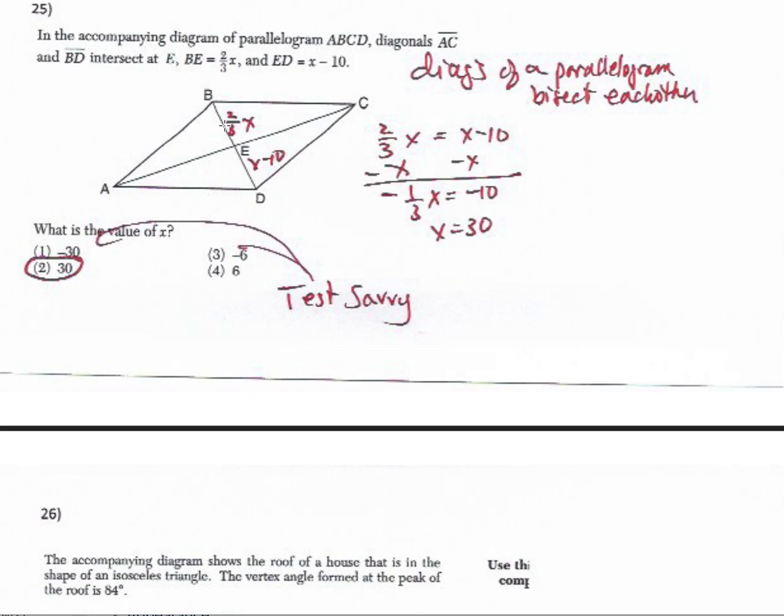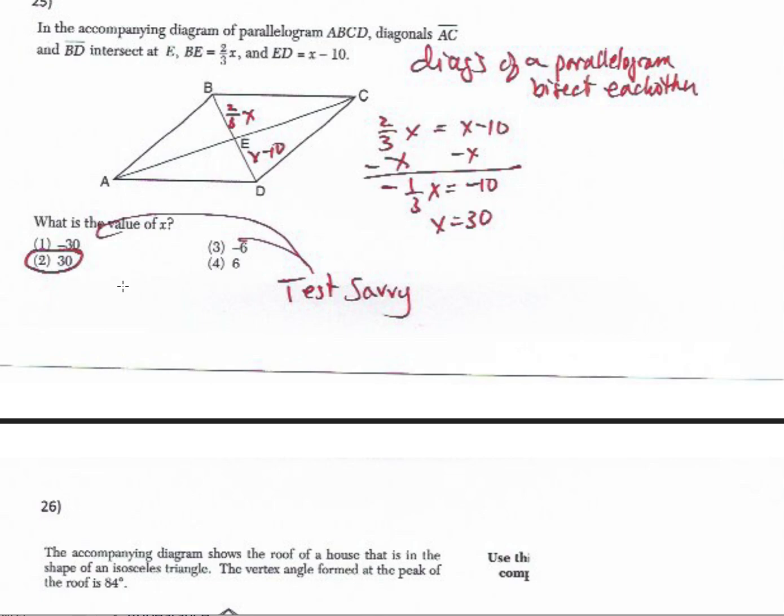Number 25. The diagonals of a parallelogram of any sort always bisect each other. So that means that BE is going to be congruent to DE, and 2/3 x is going to equal x minus 10. Subtracting x from both sides. Usually we start with the 2/3 x, but that would put everything on one side and leave the other side equal to 0. So I broke tradition and subtracted x from both sides. So negative 1/3 x is negative 10, multiplying both sides by negative 3, and I get x is 30. If you check it real quick, 2/3 of 30 is 20, and 30 minus 10 is 20. So it does check. Choice 2 is the correct one.